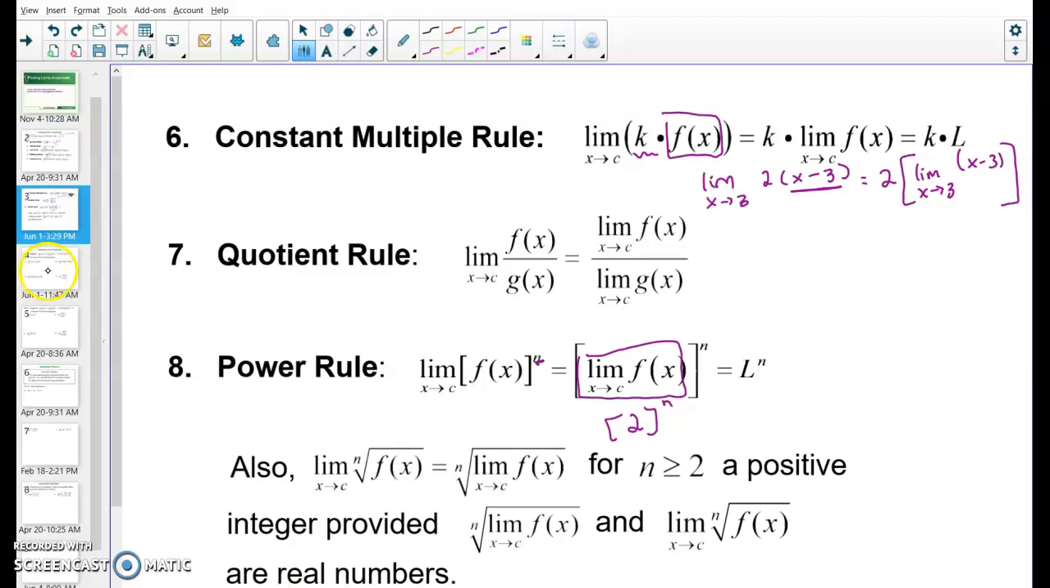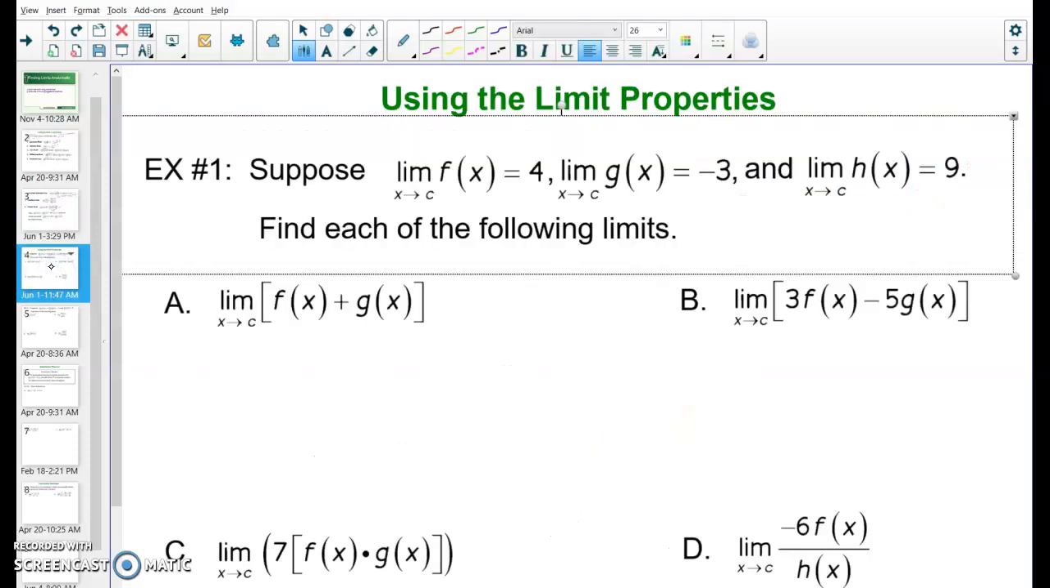So let's look at a few examples here. We have 2 different limits. Suppose that your limit as you approach c. For this example, we're not actually putting in any number for c. So as we approach any constant, f of x is going to equal 4, and g of x is going to equal a negative 3. So what we're going to do is split up each of these terms, then plug the numbers in and solve it analytically.